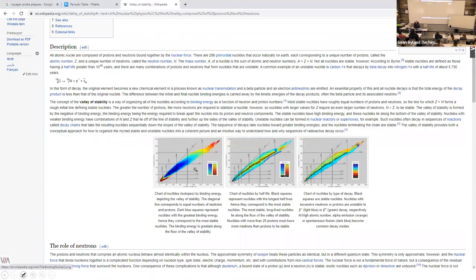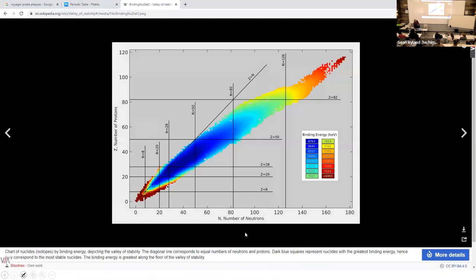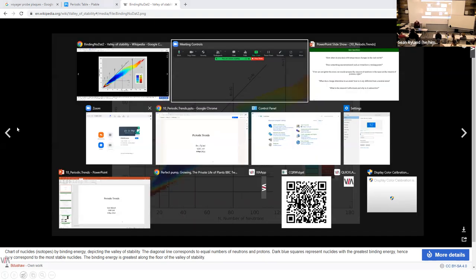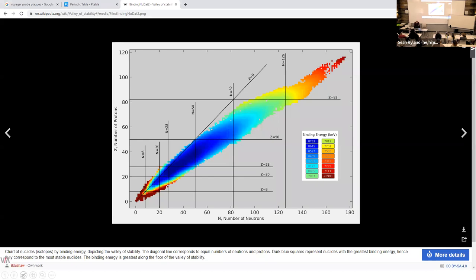So the valley of stability is a term that's given to, if we look at a graph of number of neutrons versus the number of protons, anything in the blue area means it's pretty stable. So you actually have a very specific region of neutrons versus protons where you make stable isotopes. If you get away from that, or if you get too big, and actually I want the other one.